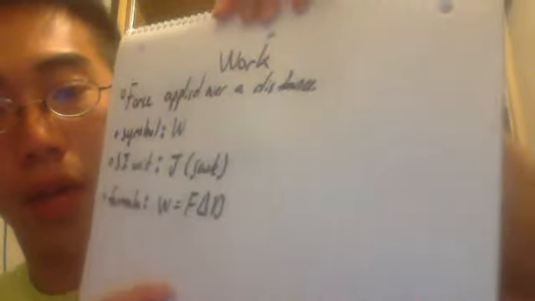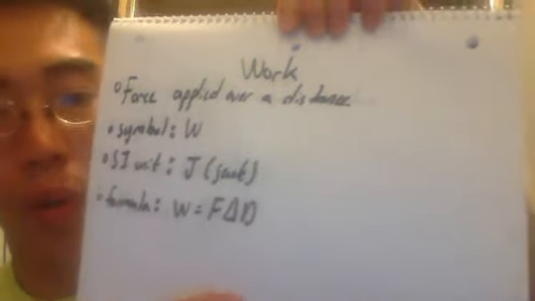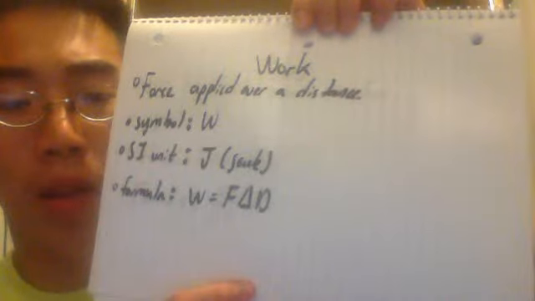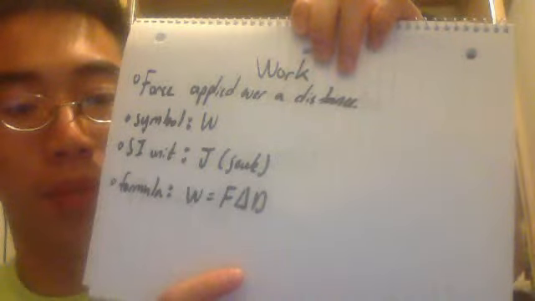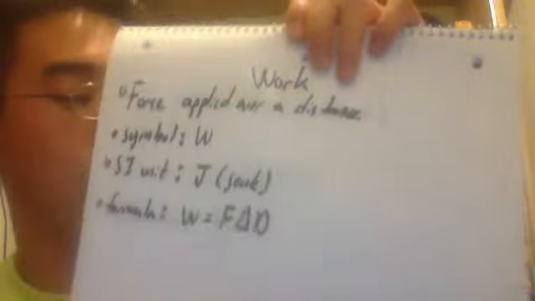Work is defined as force applied over a distance. The symbol is a W. The SI unit is J, or joules, and the formula is W equals F times delta d, or force times change in distance.